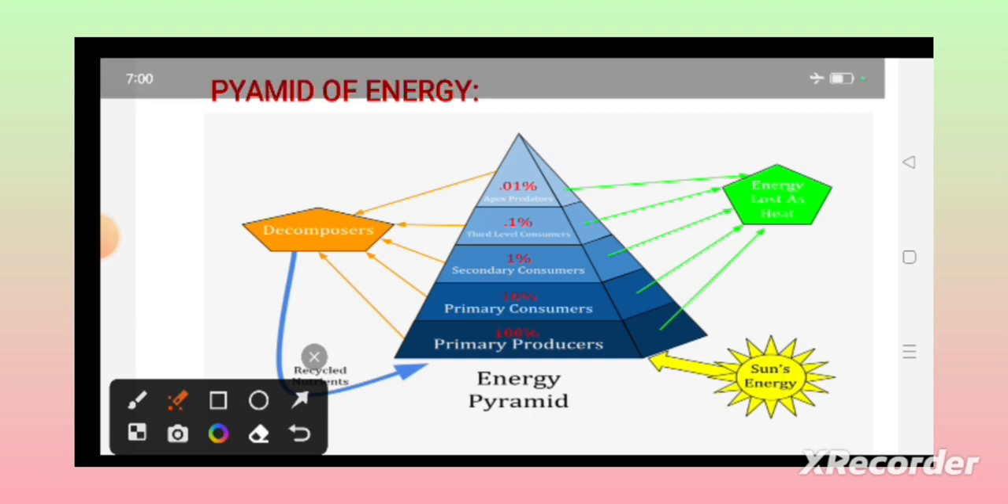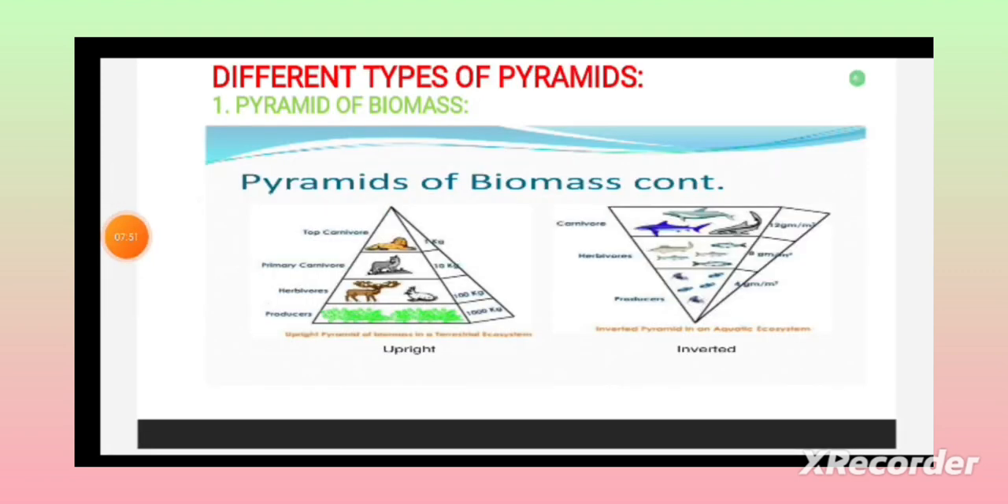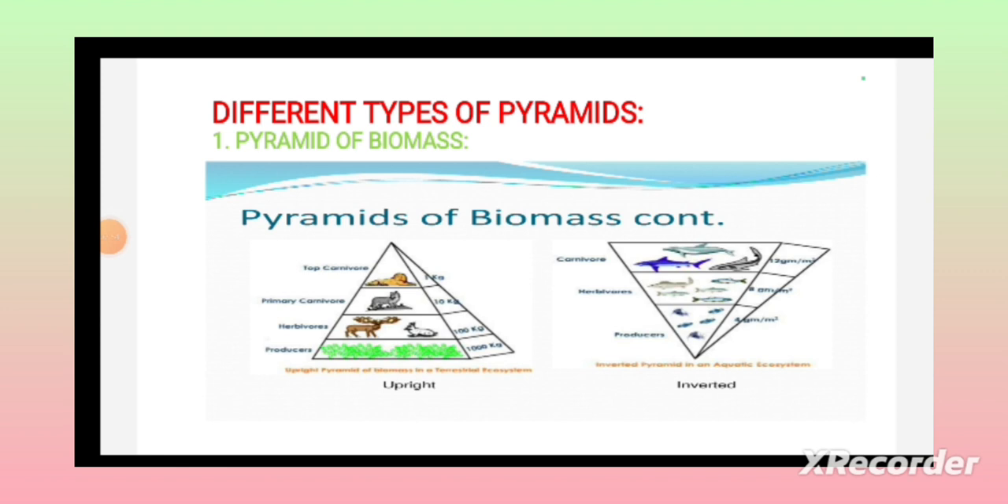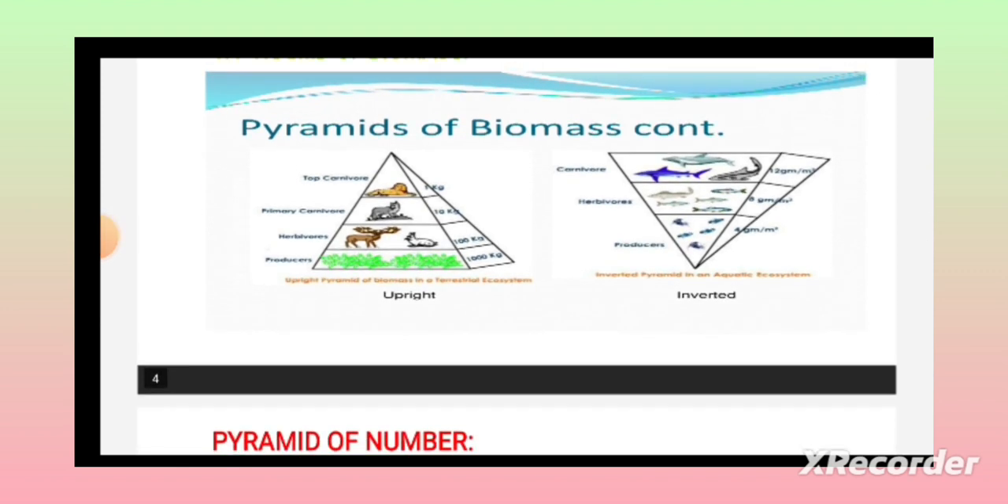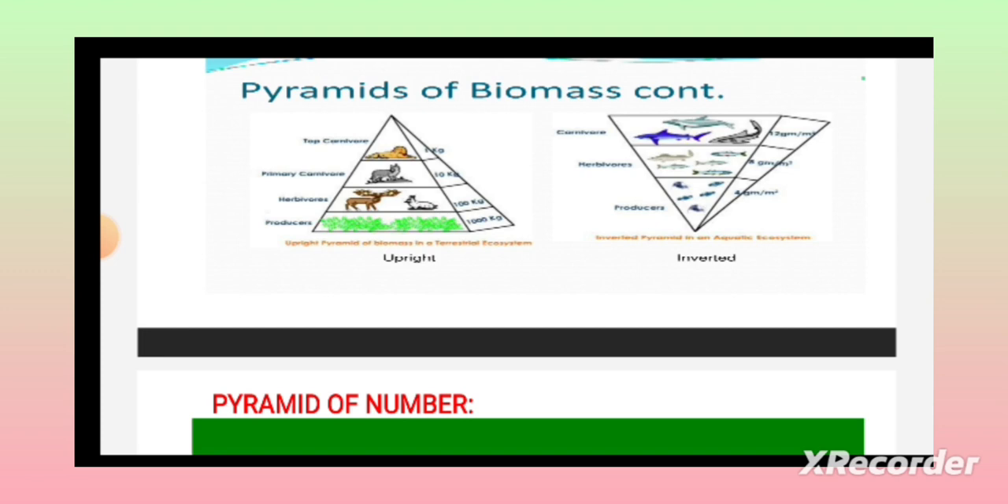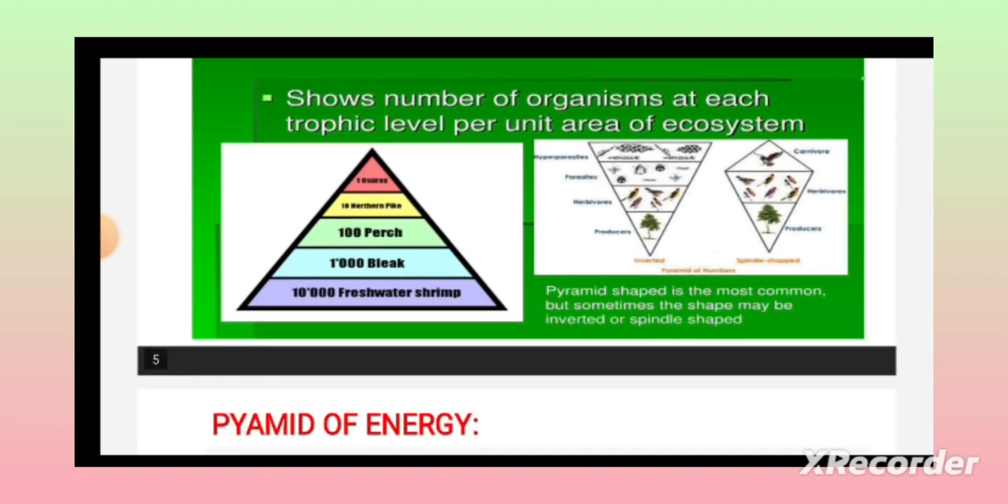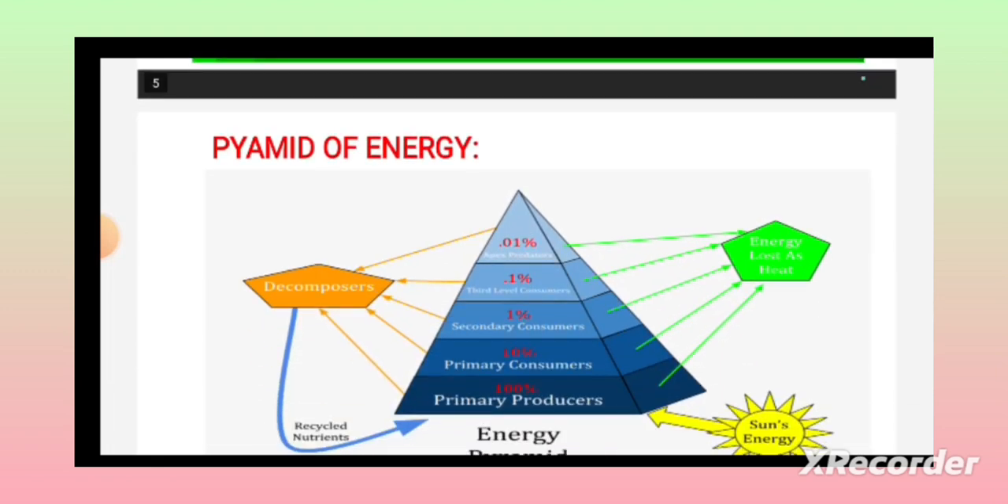So a lot of times a question comes: which pyramid is always upright in shape? The energy pyramid is always upright in shape. These are the three types of pyramids. First of all, let's see a quick recap. In the pyramid of biomass, in case of terrestrial ecosystem, it is always upright. In case of aquatic ecosystem, it is always inverted. In case of pyramid of number, in terrestrial ecosystem, it is upright. But in case of tree ecosystem, it is always inverted or spindle in shape. In case of pyramid of energy, it is always upright.